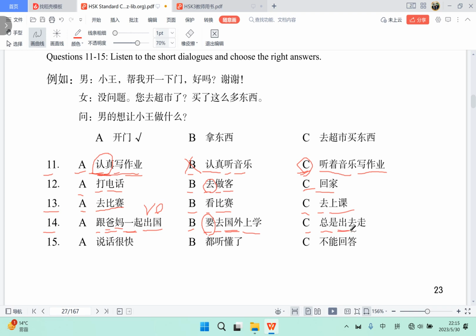And C 总是出去走，总是 always, 出去 go outside. It could be go outside of the building, go outside the country, and 走 to walk. More like leave the home, go outside and take a walk, leisurely.